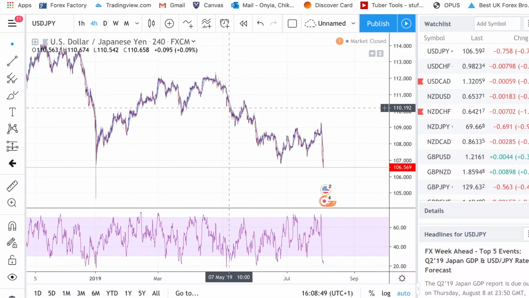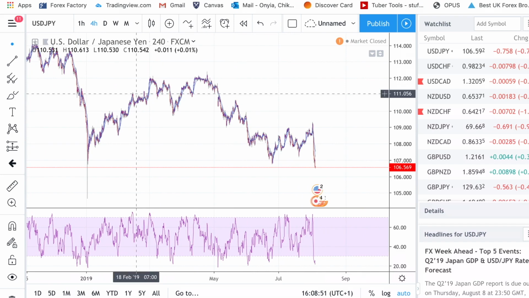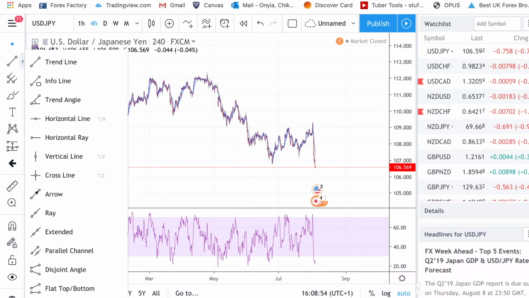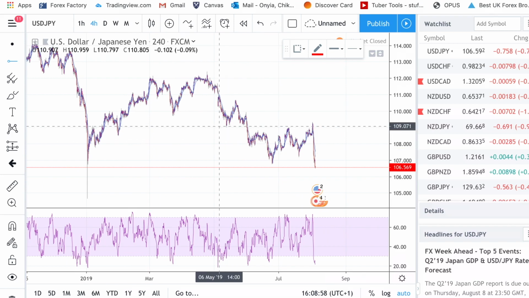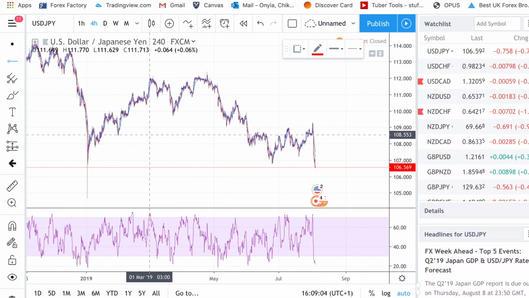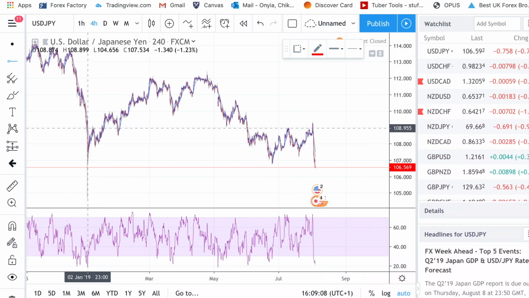Okay, so the tool I like to use for this one is the horizontal ray, just because I don't want to create a whole long line to go to the beginning of the chart for something that's happening recently. So what this does is create a line all the way from this point to the right. As time goes on, you guys will be able to identify this better.